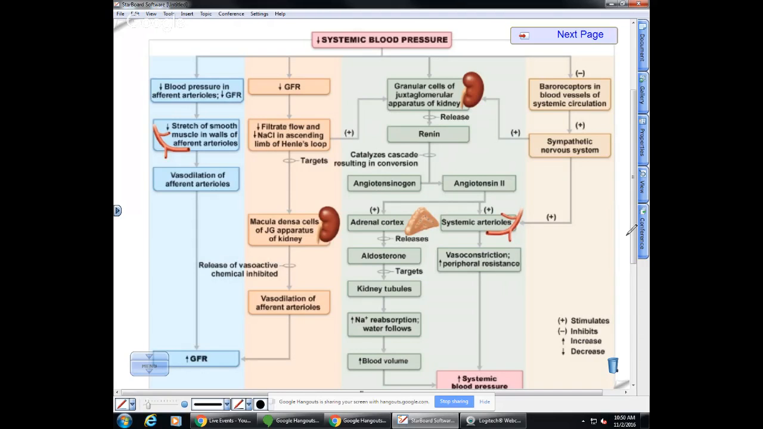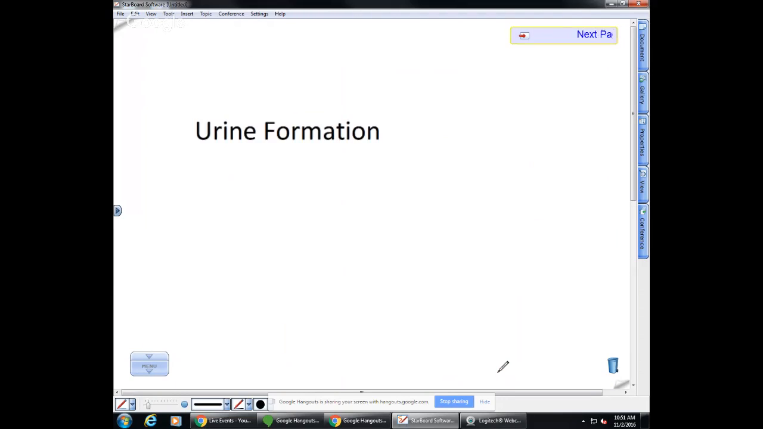Okay, so this shows also the nervous system. So the sympathetic nervous system, right, can cause the release of epinephrine, which can also boost systemic blood pressure. Okay, so this is a good overall diagram that shows the ways that blood pressure and filtration rate are regulated. Okay, so let's talk about urine formation. So there are steps. We just talked about filtration formation.